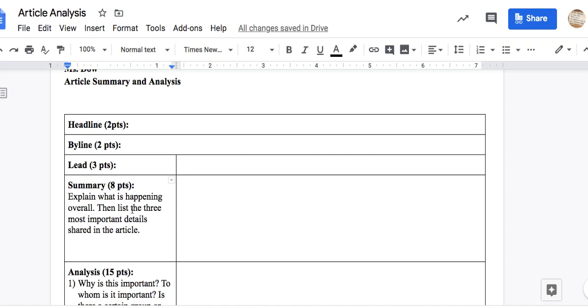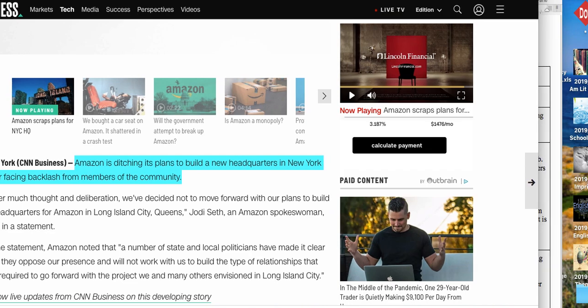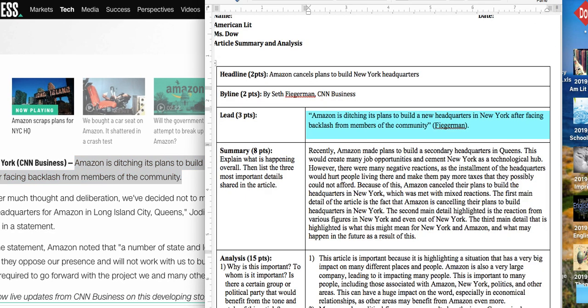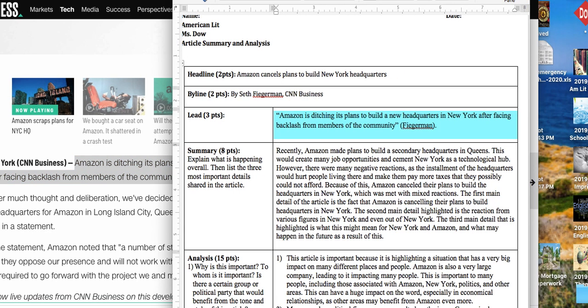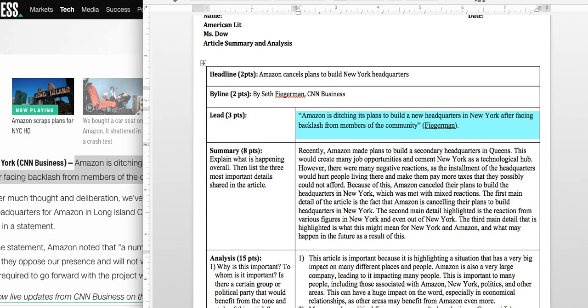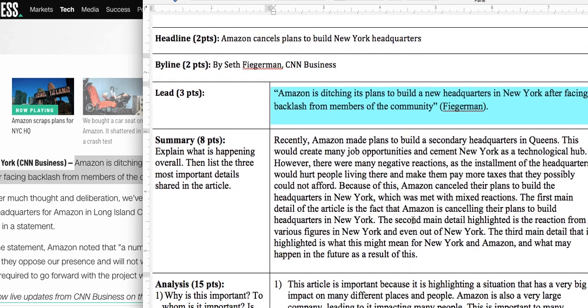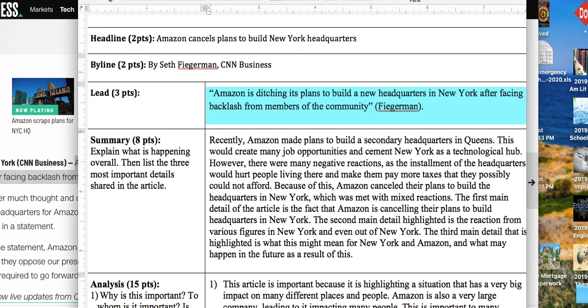Summary. Explain what is happening overall, then list the 3 most important details in the article. That means you have to read the article. And in our sample case, where did I put it? There we go. In our sample case, I'll make this bigger hopefully for us a little bit. You'll notice it's not a terribly laborious task here.